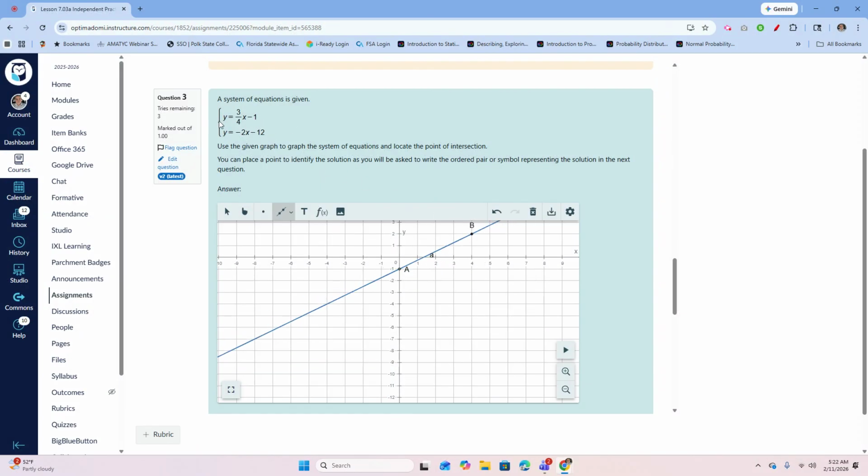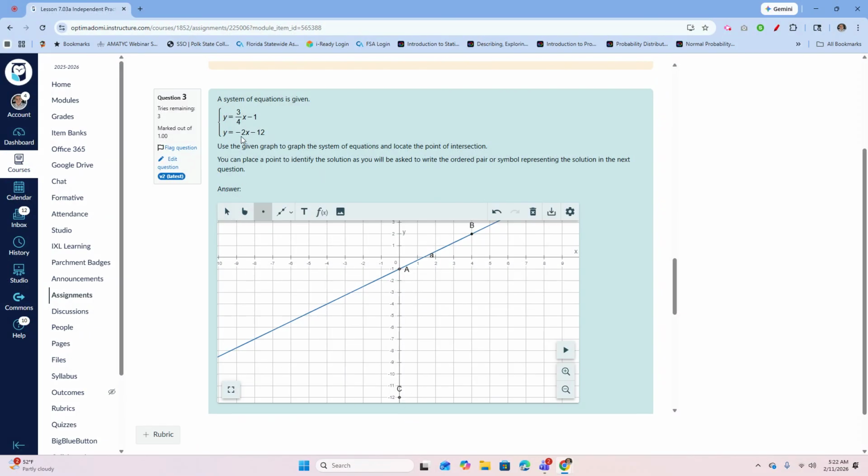I did the graph of the first equation. Now I'm going to do the graph of the second equation. Same thing again: y equals mx plus b. I'm going to identify my b, which is -12. So I'm going to put a dot on -12 all the way on the bottom here.